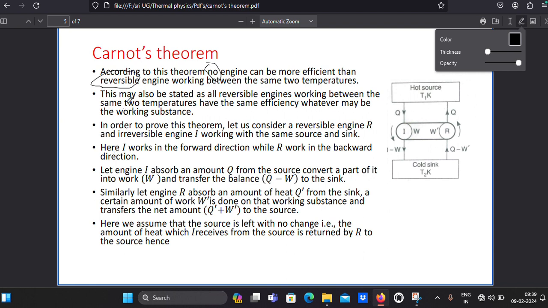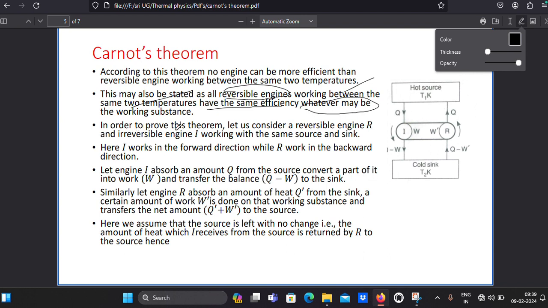This may also be stated as: all reversible engines working between the same two temperatures have the same efficiency, whatever may be the working substance. So here there is no importance to the working substance, whatever working substance you take, all reversible engines working between two temperatures always have the same efficiency, no change in efficiency.